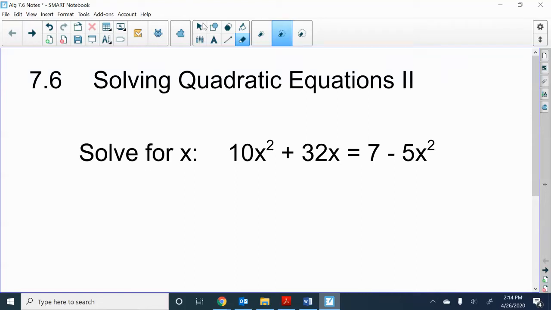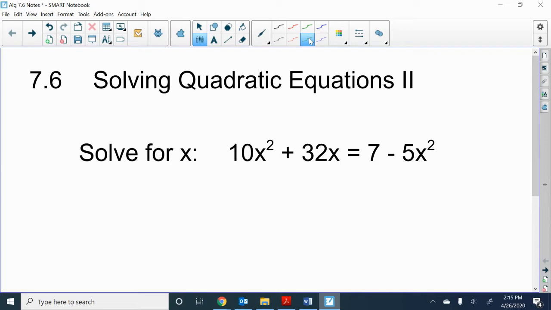Hello, algebra class, and welcome to this video on section 7.6, solving quadratic equations, part 2, where we're looking at equations that have a leading coefficient that's larger than 1. So we've factored these, and now we're going to take the next step, which is solving them. And we'll see some other applications of this too.